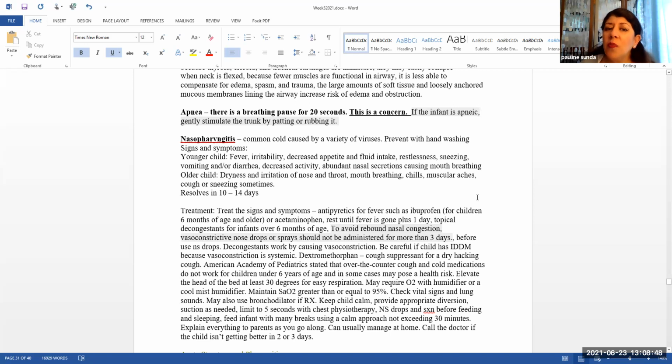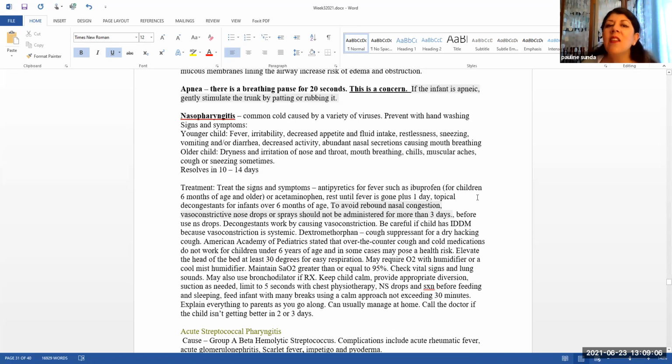Apnea. So this is when there is a breathing pause for 20 seconds. This is a concern. If an infant is apneic, you want to gently stimulate the trunk by patting them or rubbing them.